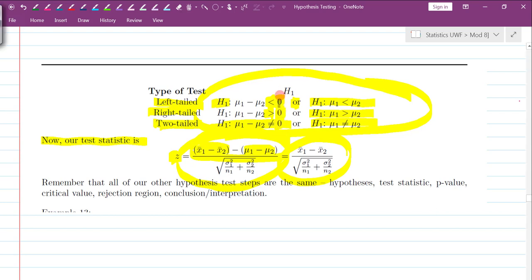So I will keep using this formula right here. Just kind of keep an eye out, and this is the one we're going to be using. And then remember that all of our hypothesis steps are the same: hypothesis, test, p-value, critical, rejection, conclusion, interpretation type thing, okay? So here we go.